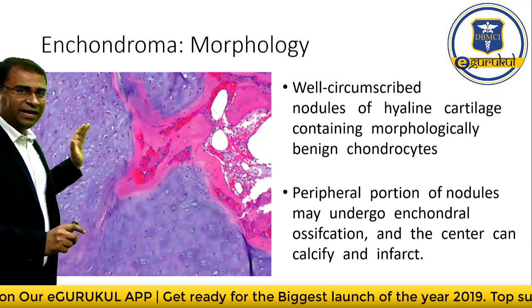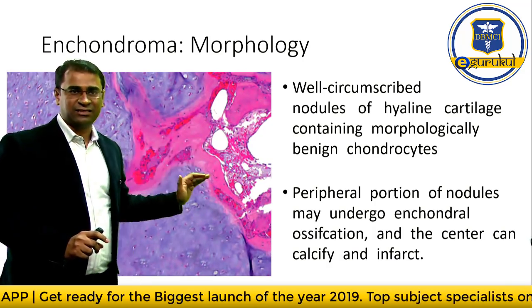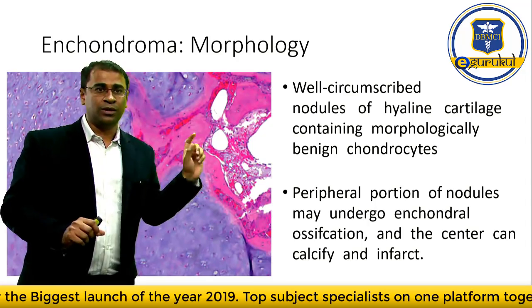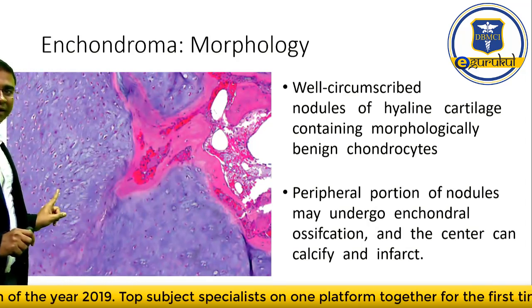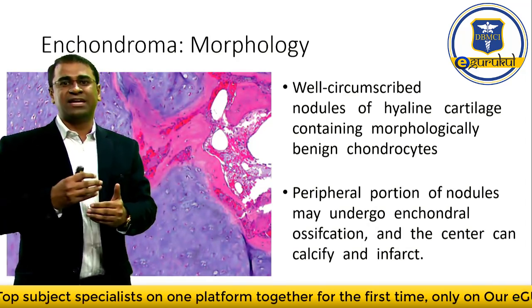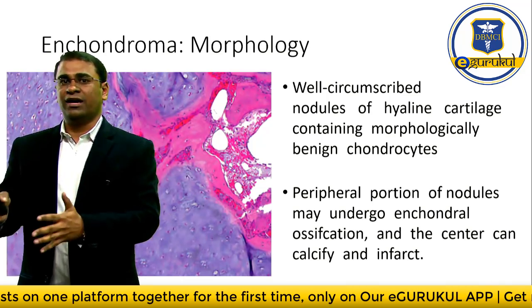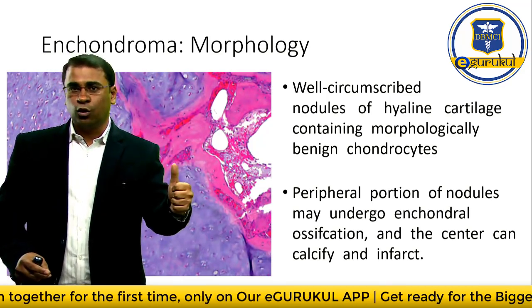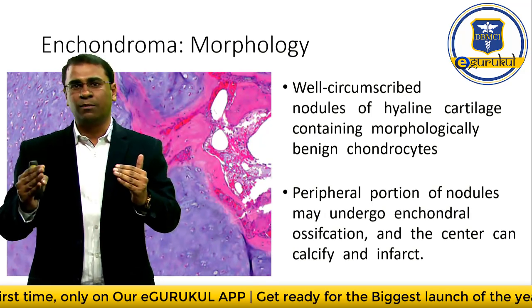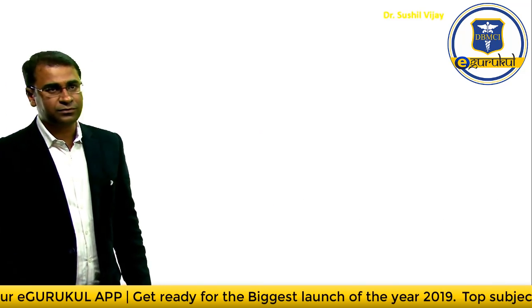Sometimes this enchondroma might undergo peripheral calcification, sometimes, not always. And sometimes the central area might undergo infarction. These are the complications an enchondroma can go through. Basically, it is benign chondrocytes that might be covered by a layer of bone.